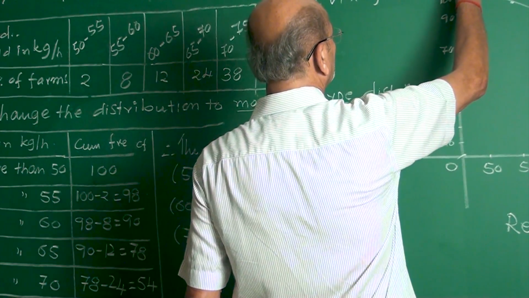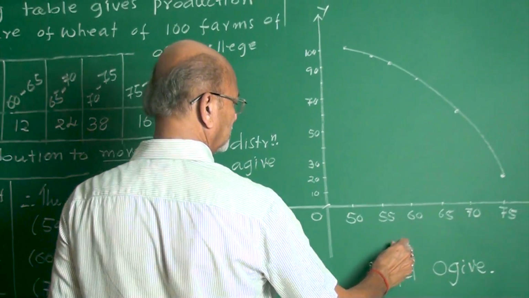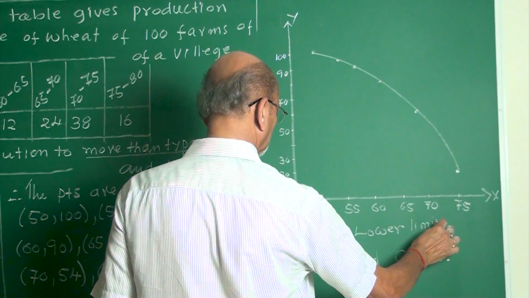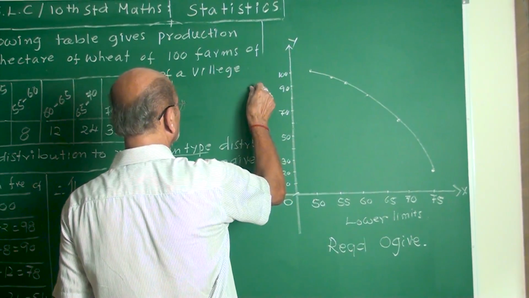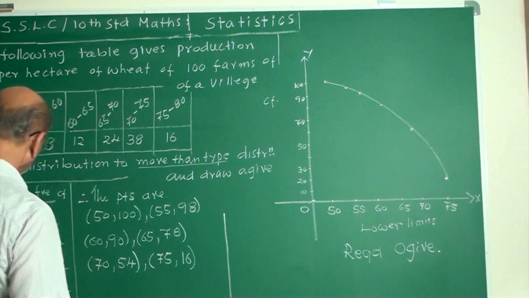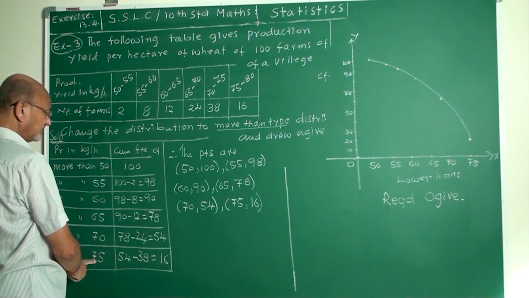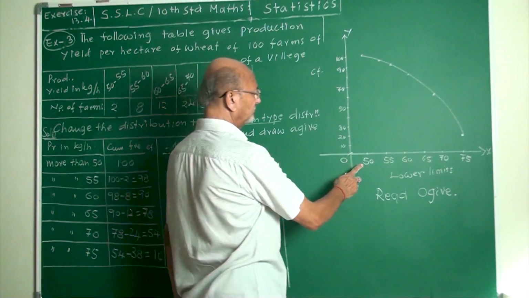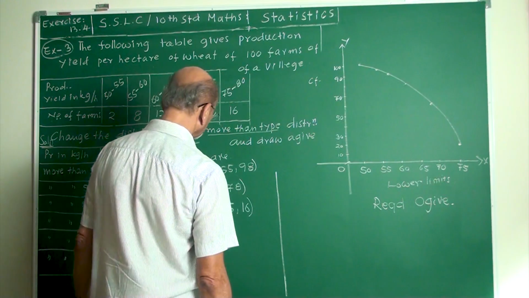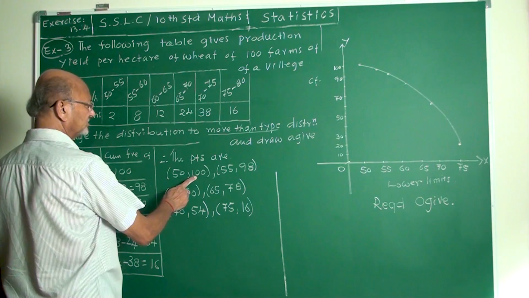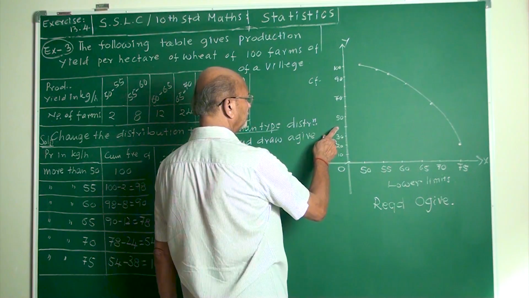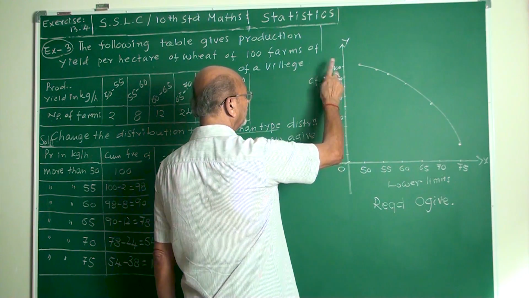And this is the graph. These are lower limits in this case. This is cumulative frequency. You have lower limits right from 50 to 75: 50, 55, 60, 65, 70, 75. And it is right from 0 up to 100, my friends. Now we have taken in terms of 10: 0, 10, 20, 30, 40, 50, 60, 70, 80, 90, 100.